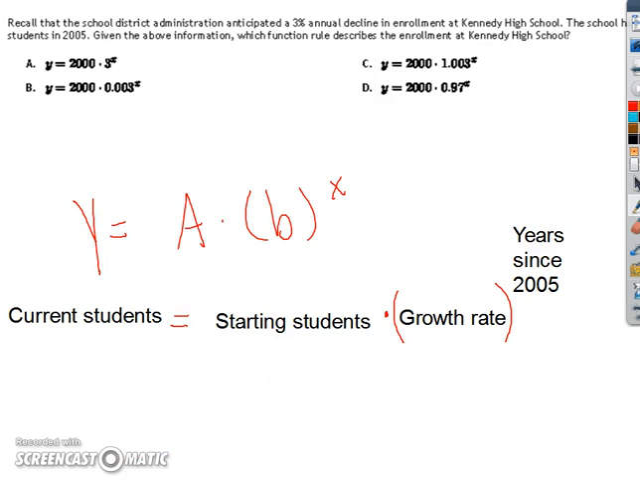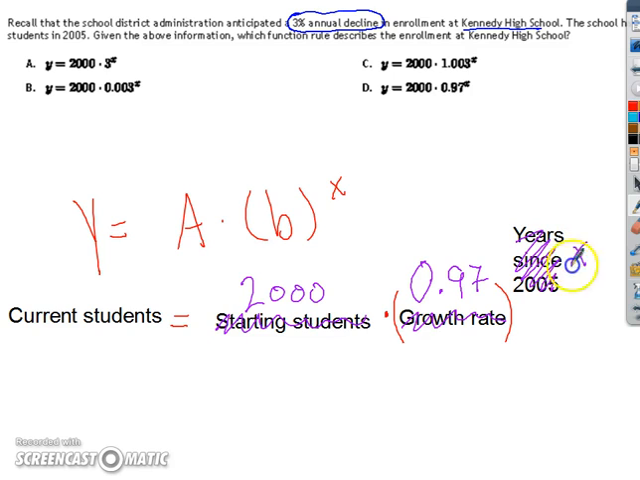Okay, so it says, recall that the school district administration predicted 3% annual decline for Kennedy, and the school had 2,000 in 2005. So given the above information, let's replace each one of these quantities with what it's equal to. For Kennedy High School, the starting students was 2,000. The growth rate for Kennedy, that's the one that was going down, was 97%, so that's the decimal 0.97. The years since 2005 is the variable x, and the current number of students was the variable y.